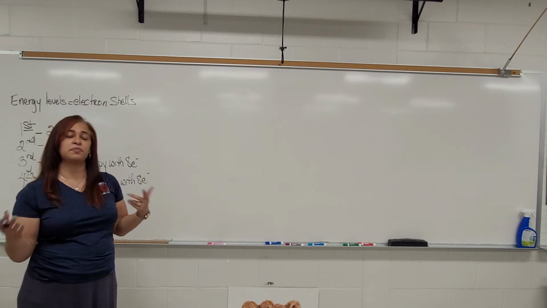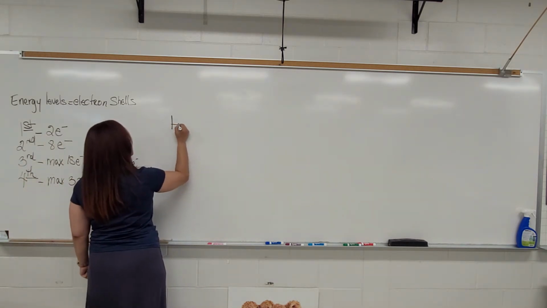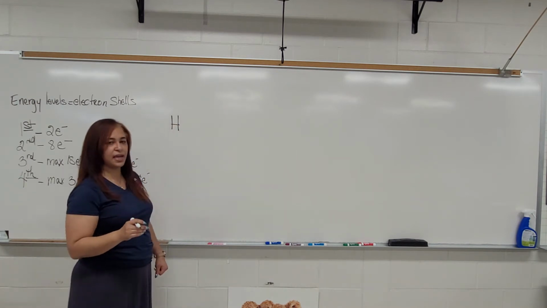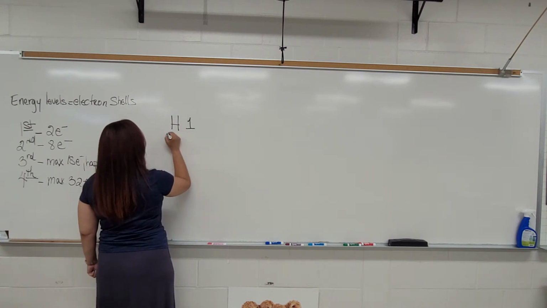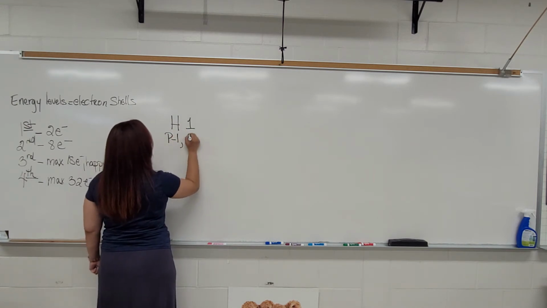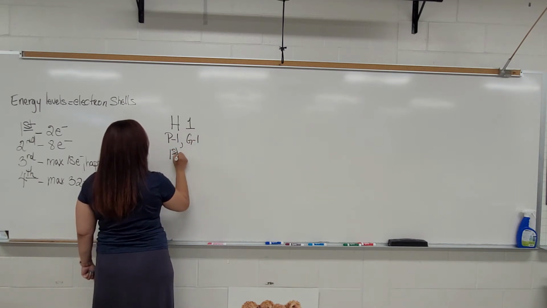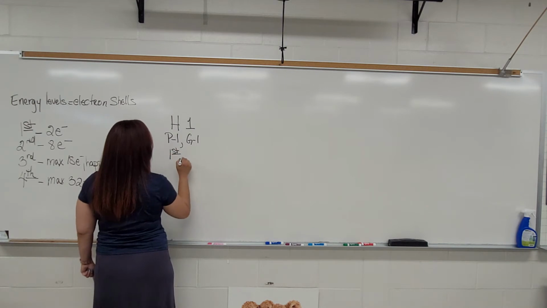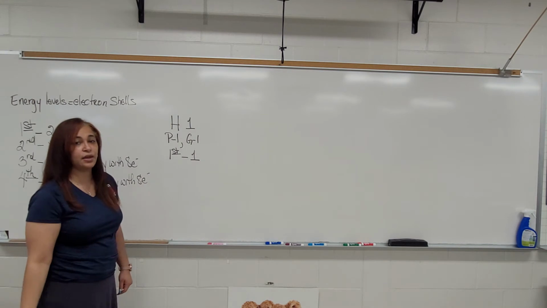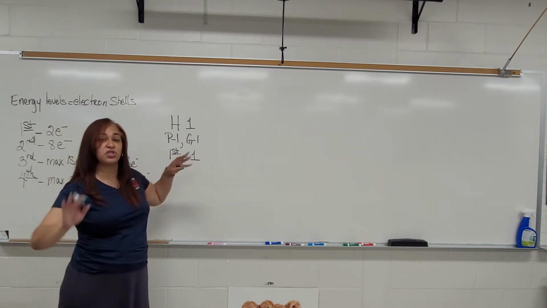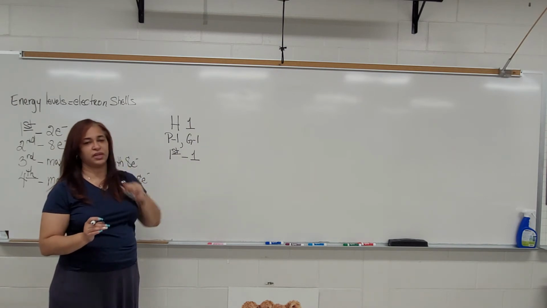So I'm going to start with something very, very simple: hydrogen. Hydrogen has an atomic number of 1. It is in period 1, group 1. So that means it has 1 energy level, and it has 1 electron in that energy level, because its valence shell, which is the outermost shell, has 1 energy level and 1 electron.